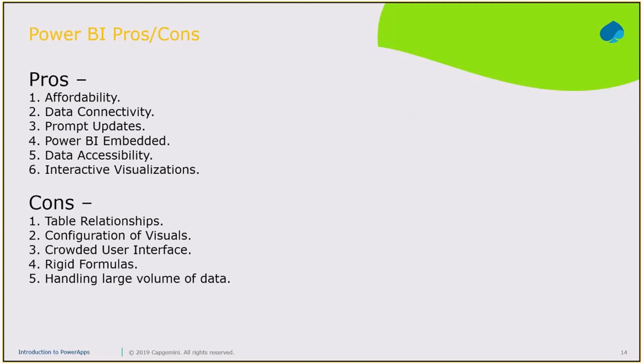The second one is data connectivity. It gives you a wide variety of data integration or data connectivity options, like Excel, XML, JSON, etc. We have seen SharePoint also. And the third is prompt updates. The Microsoft team is constantly working on updates. We have seen that they have updates for Power BI Desktop and Power Apps and so on. They regularly release updates.